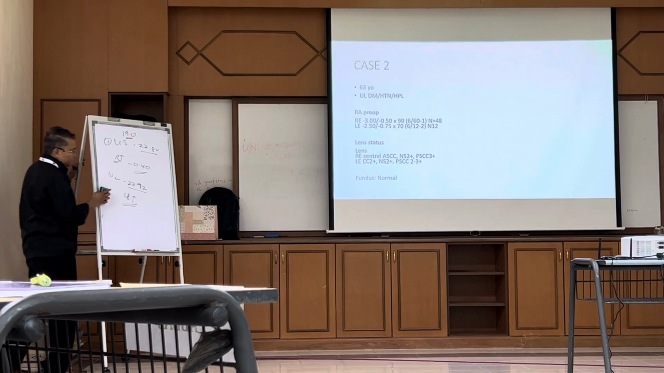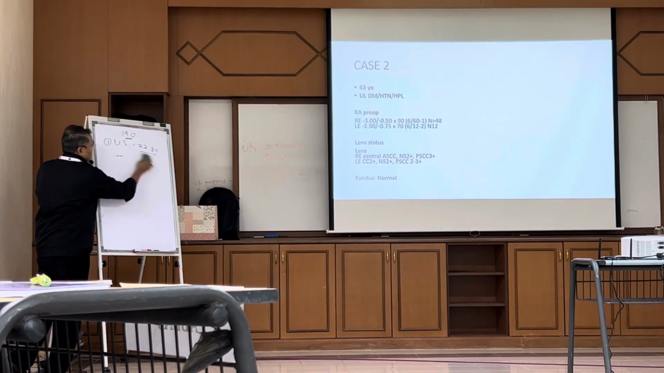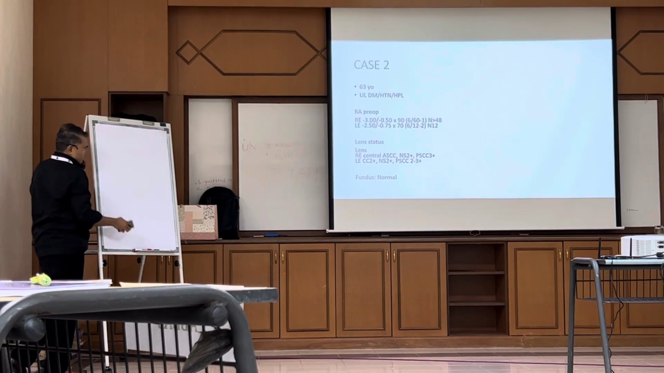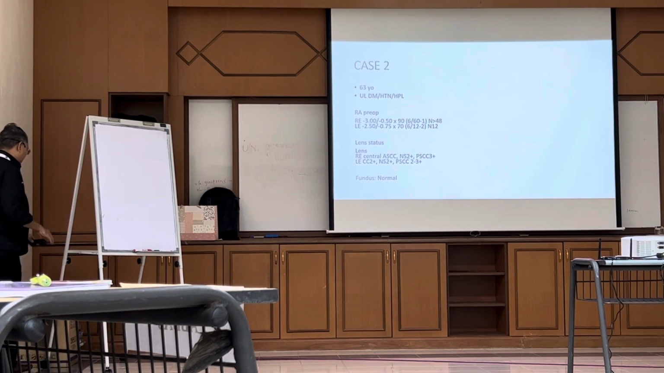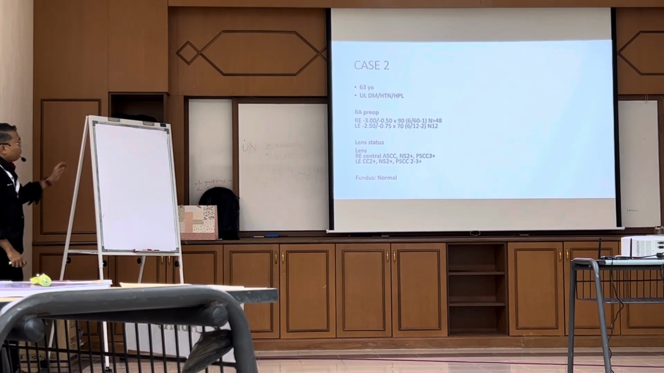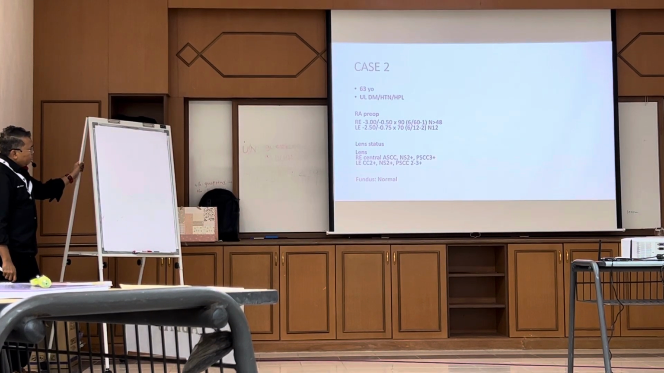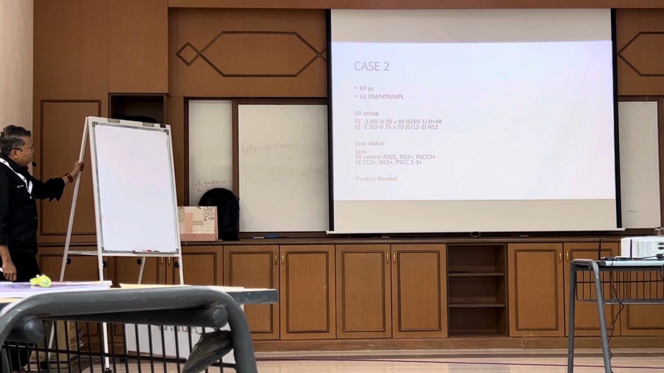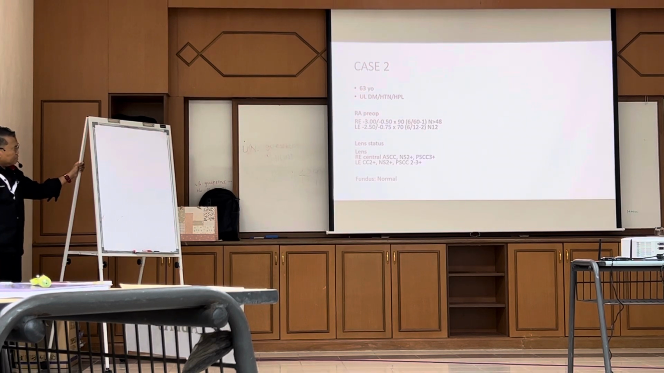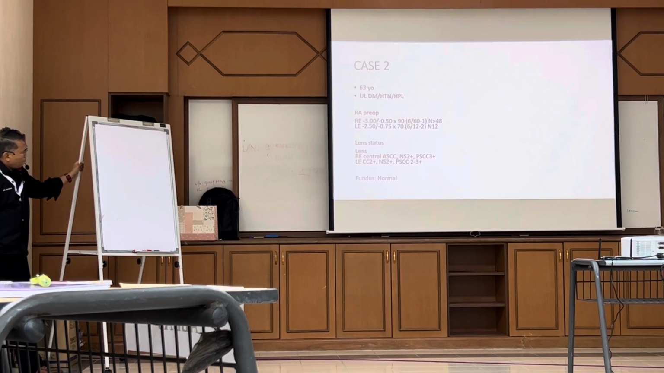So I have a 63-year-old gentleman with the usual underlying diabetes, hypertension, and hyperlipidemia. This is the refraction preoperatively. It's minus 3 myope, astig 0.5, very similar in both eyes. Actually he had a really dense ASCC and dense PSCC for the right eye. The fundus was normal.